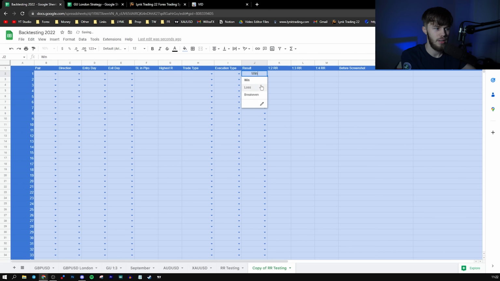So if we put win in, loss in, it will come up there. 1 to 2R, 1 to 3R, 1 to 4R. This is where I've made my trading, and it's improved my win rate a hell of a lot. So if it hits a 1 to 2R, I will put yes. If it hits a 1 to 3, I'll put yes. If it hits a 1 to 4, I'll put yes. So on a trade that hits all three, it'll be yes, yes, yes.